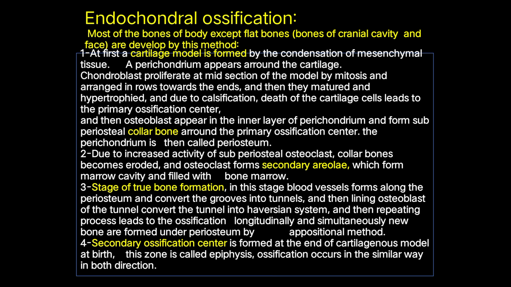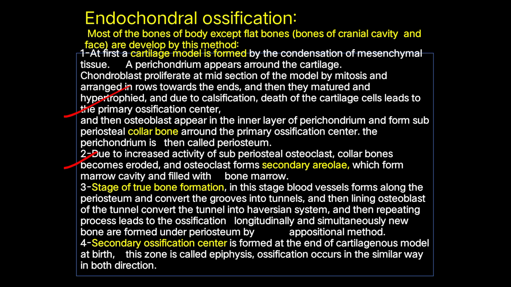The perichondrium appears around the cartilage, and then chondroblasts, not osteoblasts, chondroblasts proliferate at the midsection of the model by mitosis and arrange in rows towards the end, and then they mature and hypertrophy, and due to calcification, death of the cartilage cells leads to the primary ossification center. So in this way the primary ossification center is formed, and then osteoblasts appear in the inner layer of the perichondrium and form the subperiosteal or collar bone around the primary ossification center, and the perichondrium is then called periosteum.